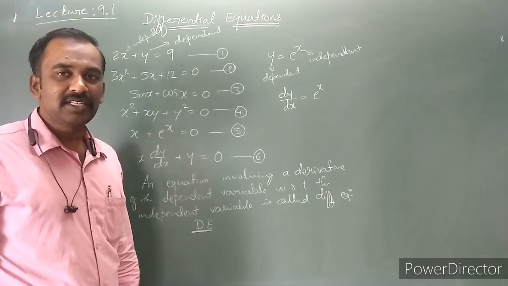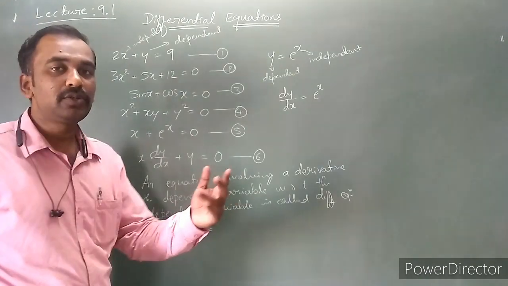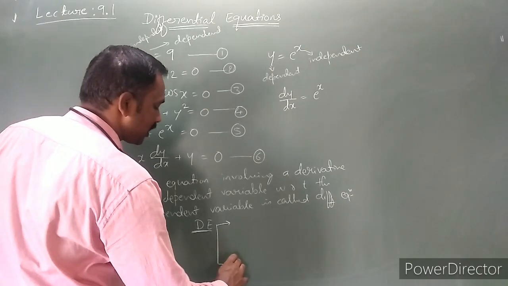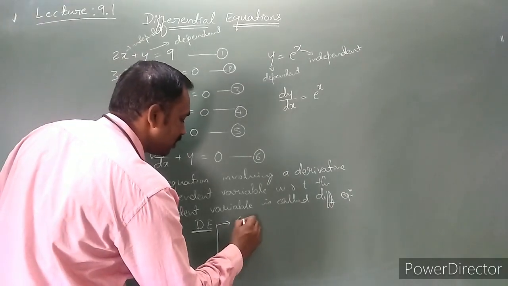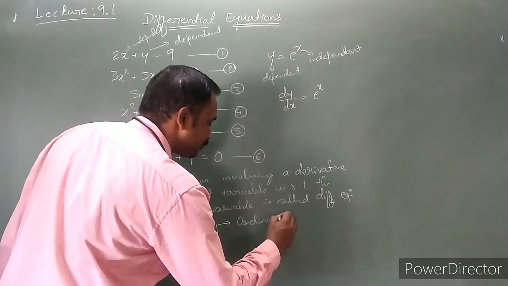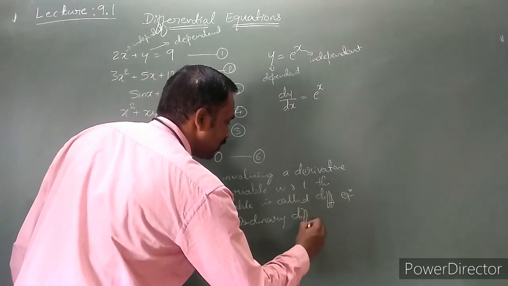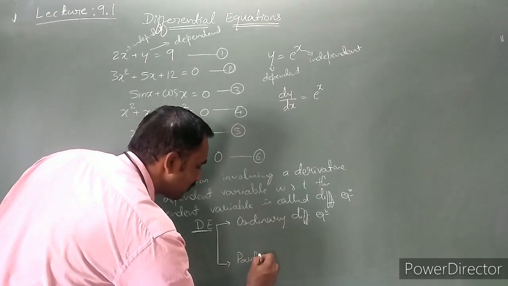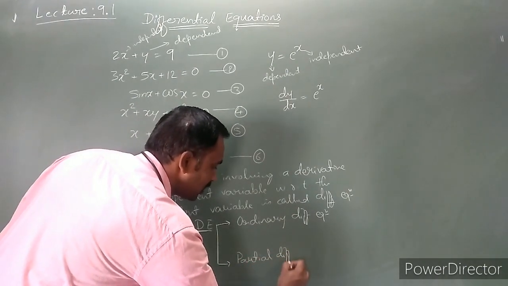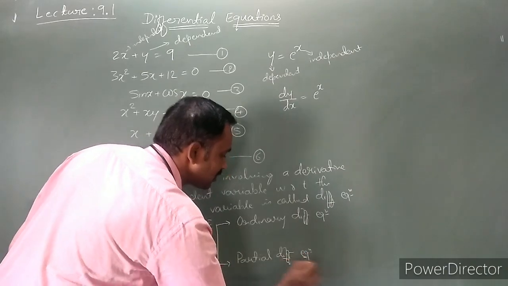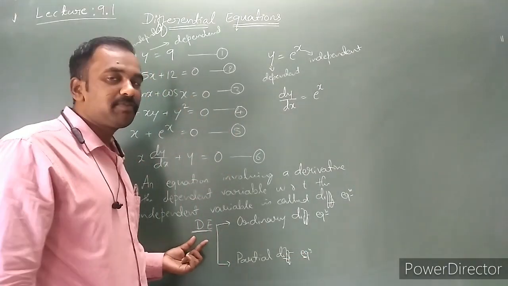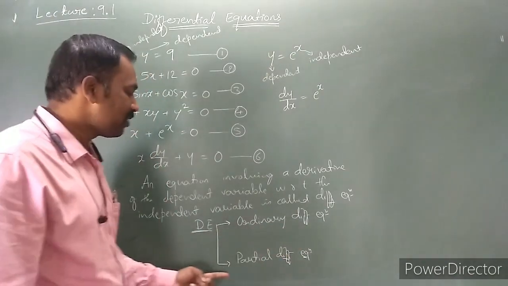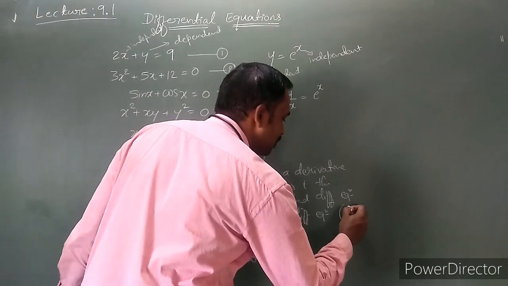Here again, this differential equation is going to divide into two parts. Two types are there in the differential equation. What are the two types? One is the ordinary differential equation, another one is the partial differential equation.